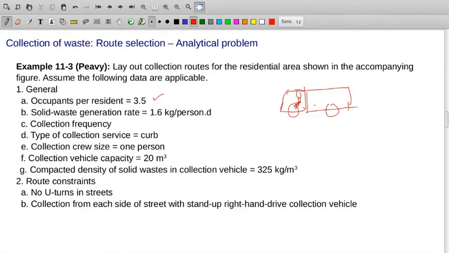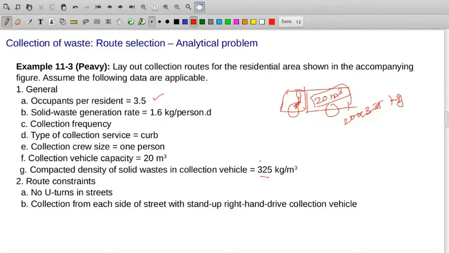Collection vehicle capacity is 20 meter cube. Now this is the critical data we want to know. Compact density of solid waste 325 kg per meter cube. That means 20 meter cube of waste means 325 kg per meter cube. It can hold this amount of waste. Now how much waste is produced, that we have to calculate, and then we can determine how many trips are required. Okay, so there are some constraints.